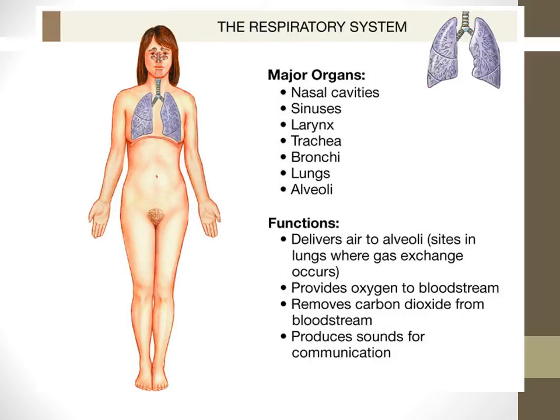We also have the respiratory system, and the major organs are the nasal cavities, the sinuses, the larynx, the trachea, the bronchi, lungs, and the alveoli. The function of the respiratory system is to deliver air to alveoli, also to provide oxygen to the bloodstream and remove carbon dioxide from the bloodstream, and they also produce sound for communication.